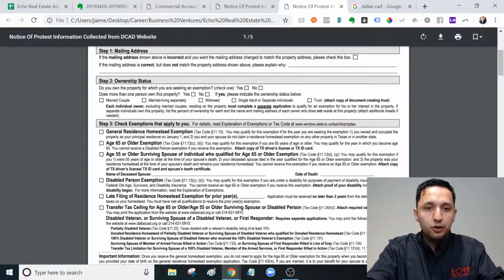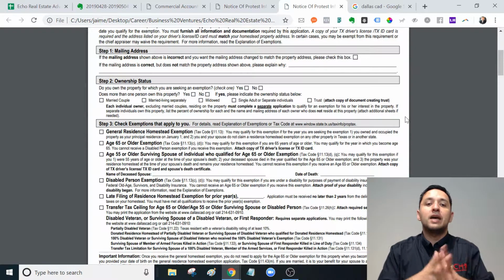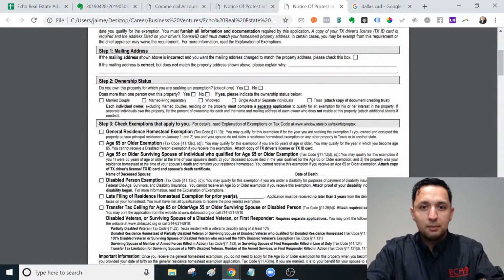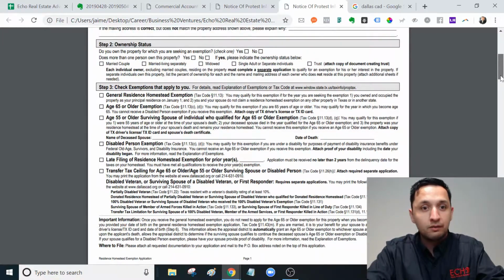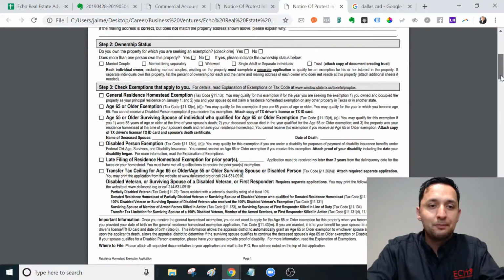Each individual owner, excluding married couples, residing on the property must complete a separate application to qualify for the exemption for his or her interest in the property. So if you're married, you're excluded from that. If not, then you would need to continue going. For this example today, I just put no. But of course, if you're not single like I am, and they own the property as well, you need to address that.